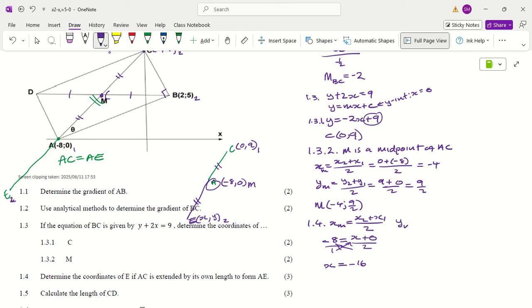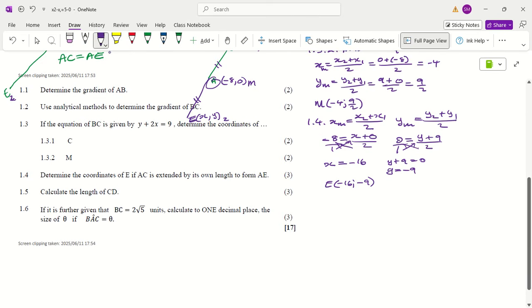Then now still the y value of the midpoint is equal to y2 plus y1 over 2. So meaning that now I'm going to take the y value of the midpoint, which is 0, is equal to the y value of point 2 is unknown, so it's going to stay as y, and then the y value of point 1 is going to be 9 over 2 divided by 1, and then y plus 9 multiplied by 1 is y plus 9, and then 2 multiplied by 0 is 0, and then y is equal to -9. So meaning that the point E is equal to -16 and -9. So that's how you find it.